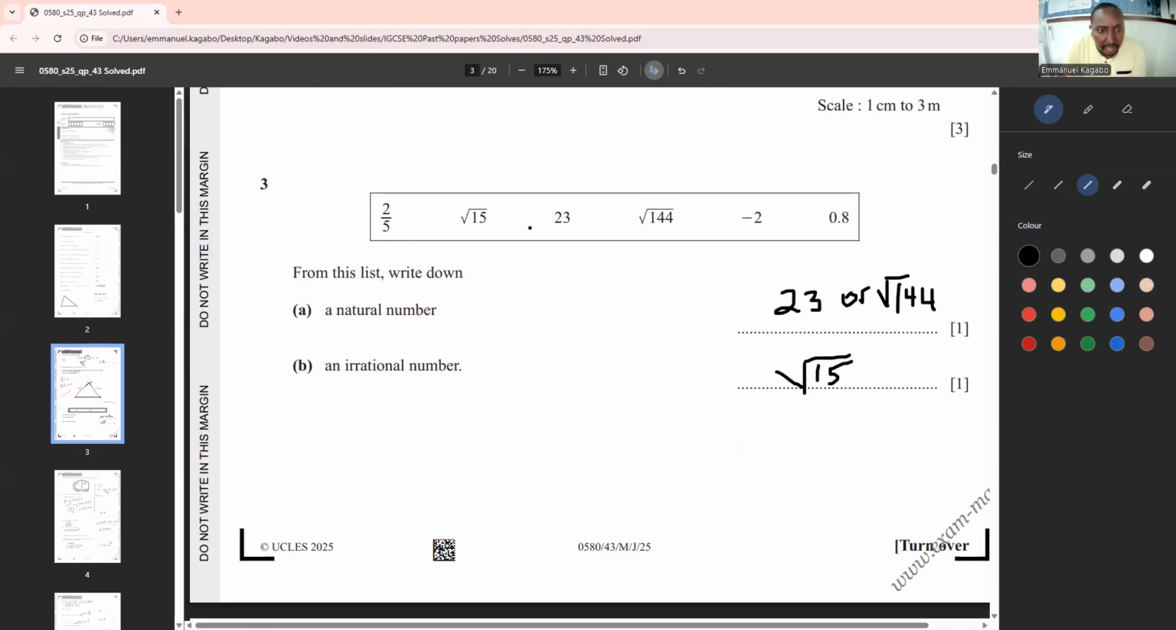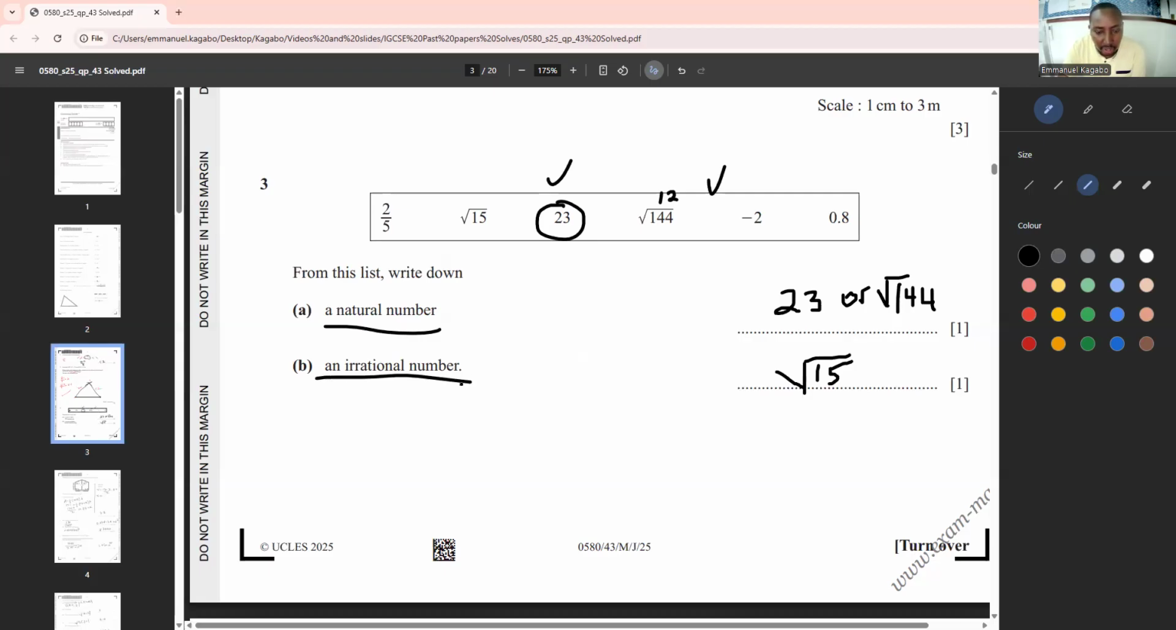They gave you a list of numbers, and they said from the list to write down a natural number. Guys, what's a natural number? A natural number is any of the counting numbers, basically positive numbers. From the list here, this is one of the positive numbers. The square root of 144 is 12. So it's either this or this one, because these are the positive numbers.